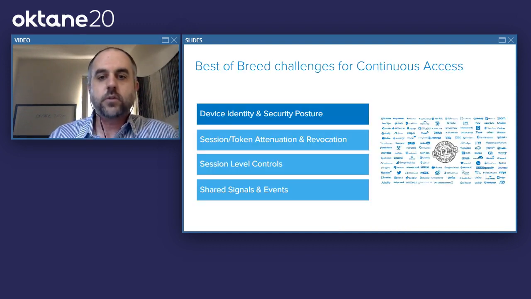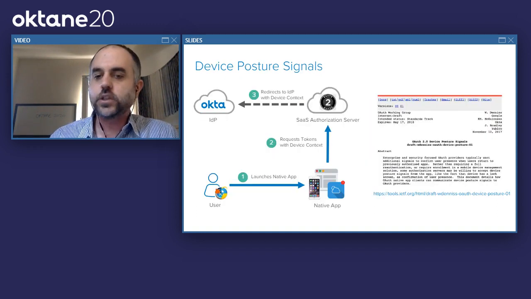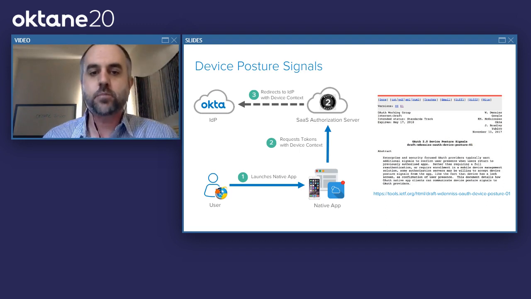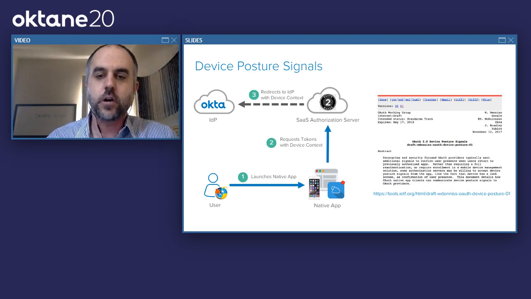So I want to talk about four key challenges for best of breed for continuous access. The first one is device identity and security posture. Device identity and security posture is challenging because browsers themselves don't provide a native way to address it. In fact, it kind of goes against the grain. Browsers are increasingly trying to protect end users from a privacy and ad tracking perspective. The ability to know which machine you're on from a browser perspective is getting harder and harder to do.